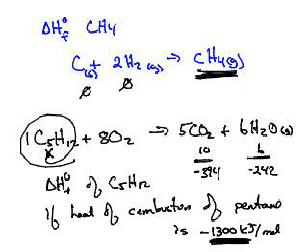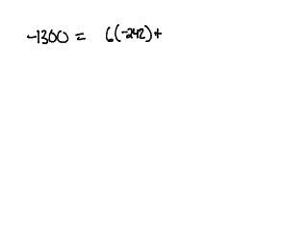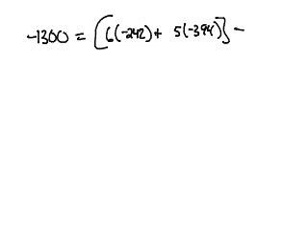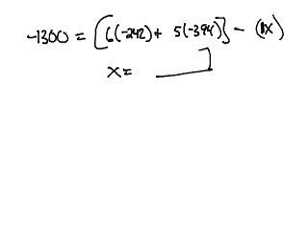So you would say negative 1,300 would be equal to 6 times negative 242 plus 5 times negative 394. I'm going to round, which on the AP exam may not be a good idea. Minus X, because the oxygen is 0, isn't it? And this is only a 1X. There's no number in front of the pentane. And then just basically solve for X. We don't necessarily need to do that right now, but you get the idea, don't you?